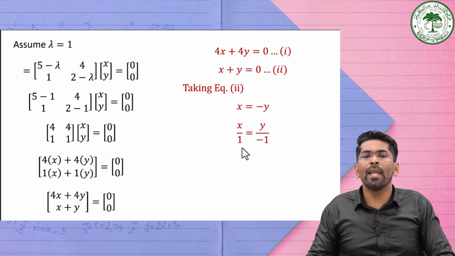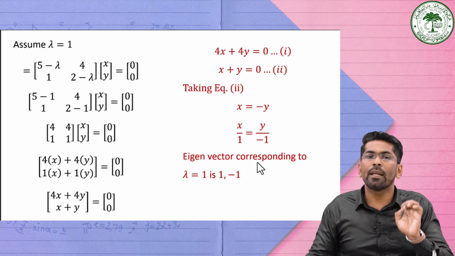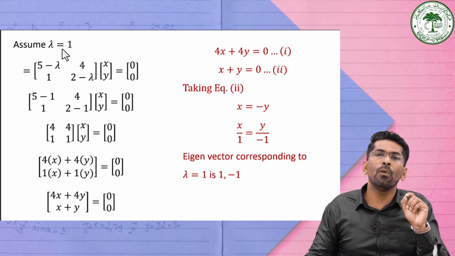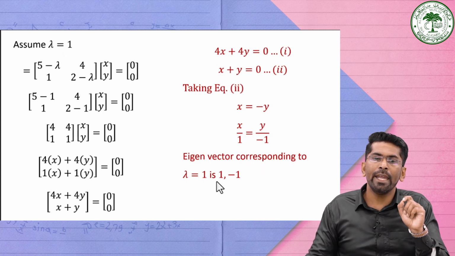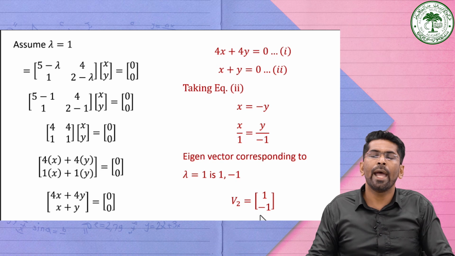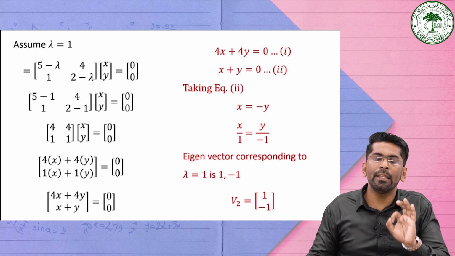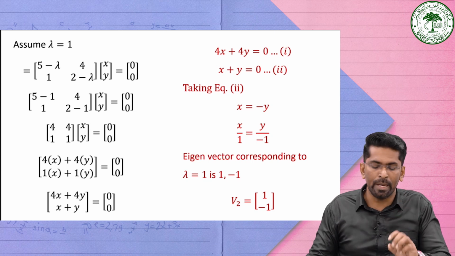So this 1 and minus 1 is nothing but the eigenvector corresponding to the eigenvalue lambda equal to 1. So the eigenvector here is 1 and minus 1. We can write V2 is equal to 1 and minus 1. So in this way you can find the eigenvalue and the eigenvector of the 2 by 2 matrix.